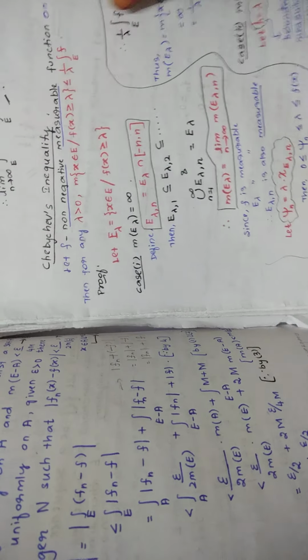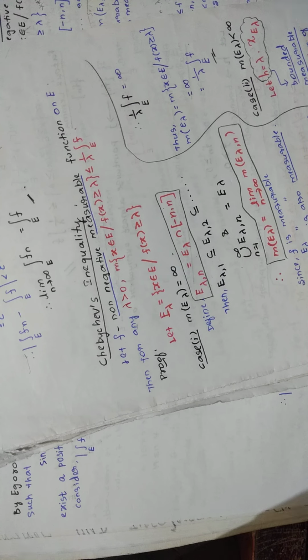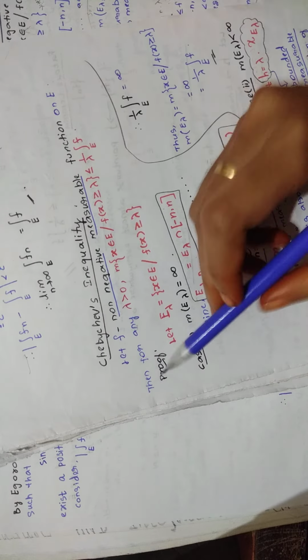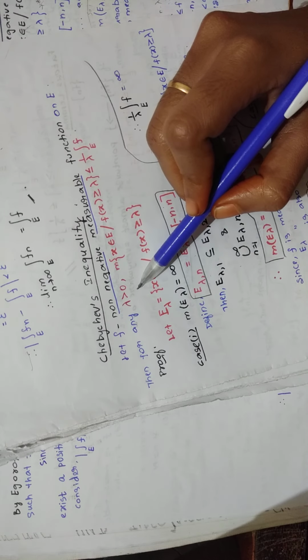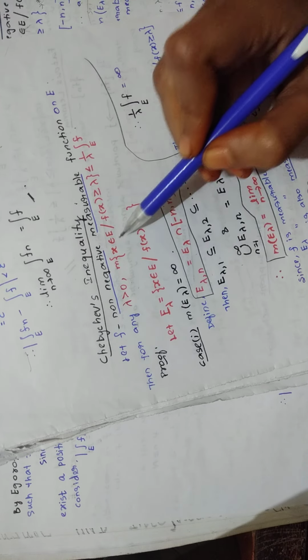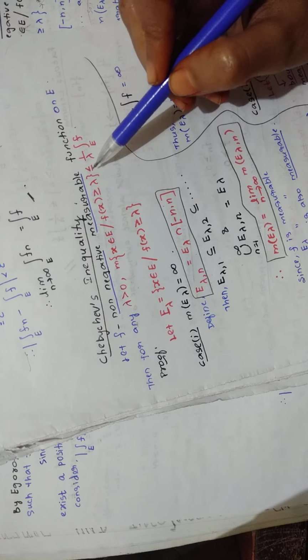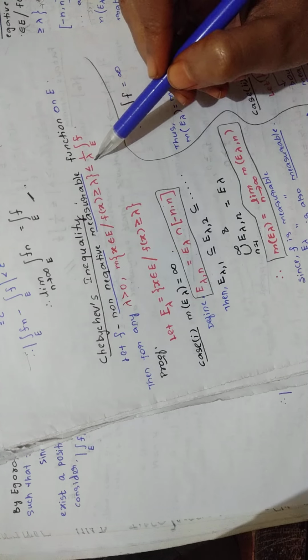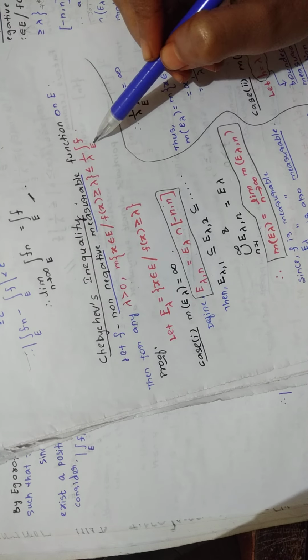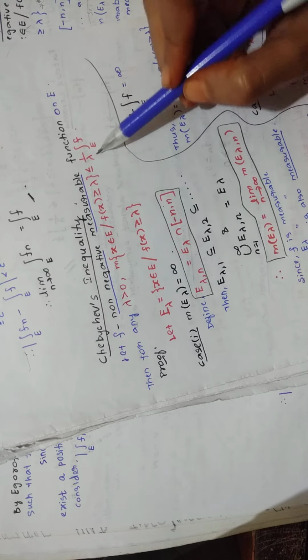Let f be a function. This function is a non-negative measurable function on the set E. Then for any lambda greater than 0, the measure of the set of x belonging to E such that f of x is greater than or equal to lambda is less than or equal to 1 by lambda times the integral of f over E. This is the statement, and this is the inequality we are going to prove.